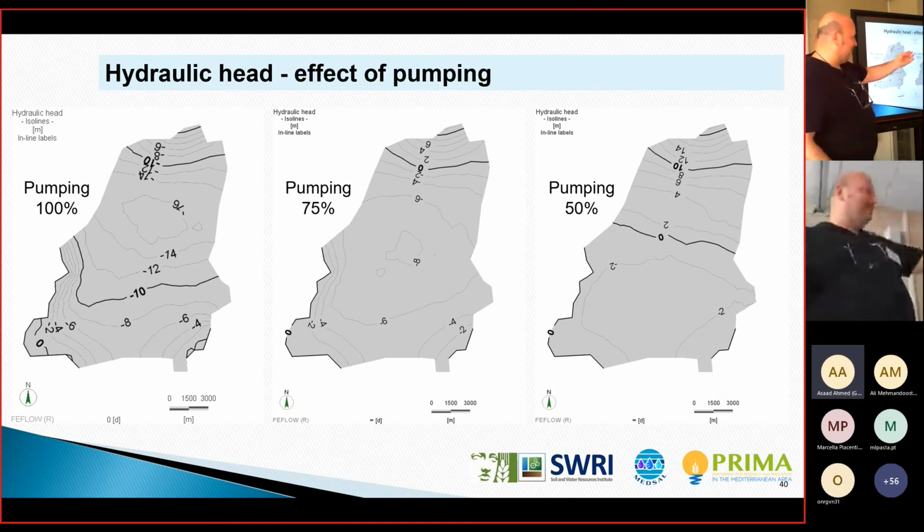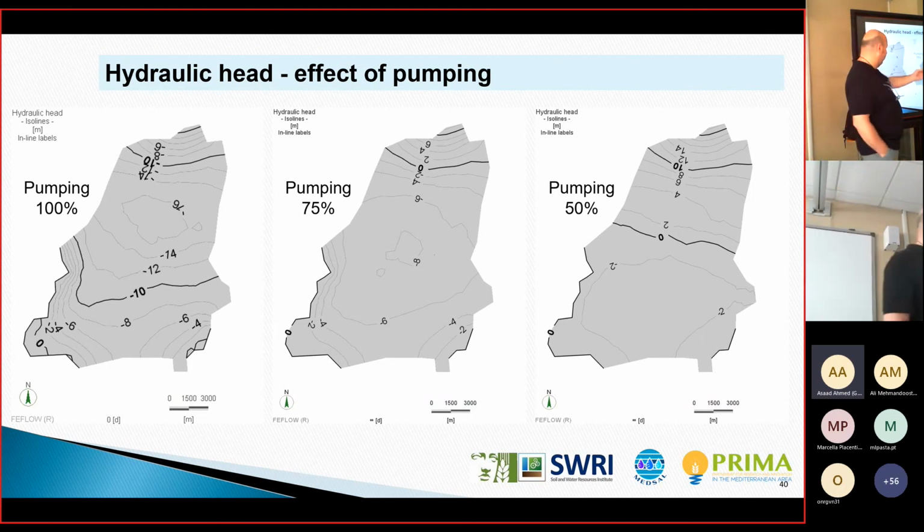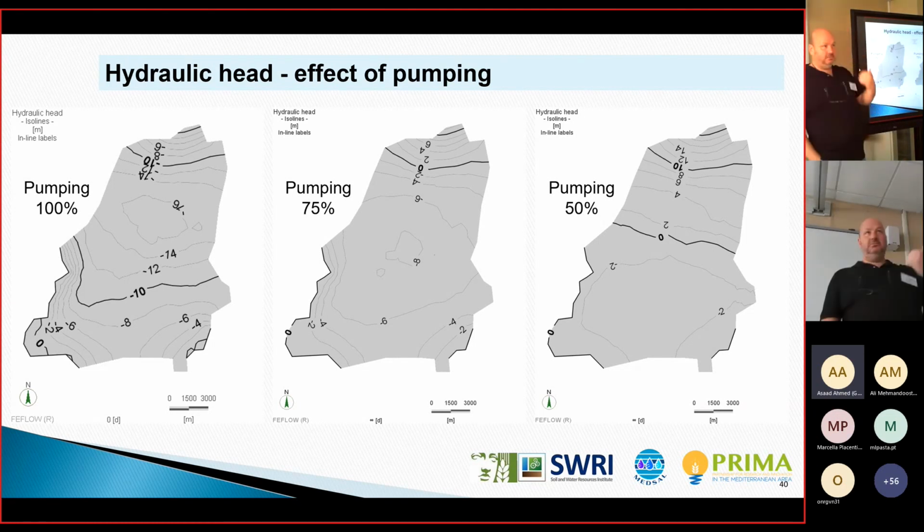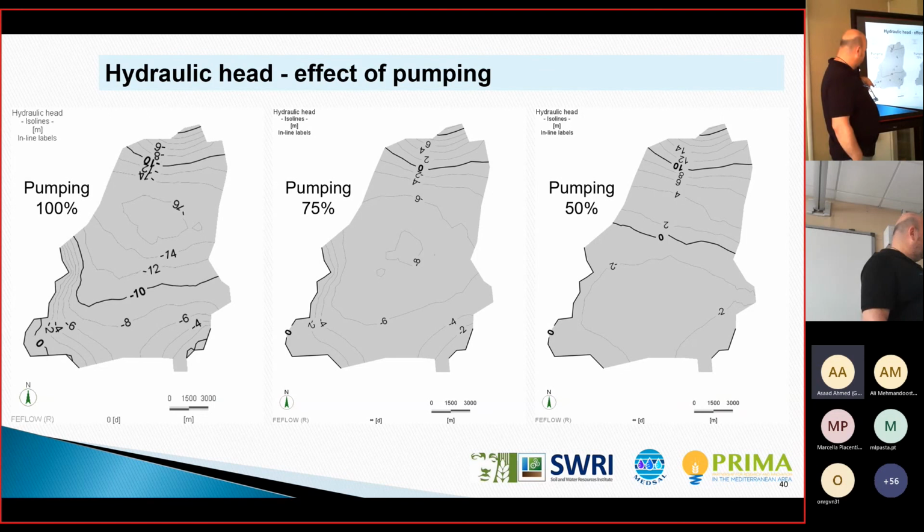You can see that in the 50% pumping, the hydraulic head is almost equal to the boundary condition, which means that we don't have seawater intrusion at all. So we don't have a negative hydraulic gradient. While in this case, we have a negative hydraulic gradient, so seawater inflows, as the groundwater is flowing from the 0. I forgot probably to say that groundwater flows from the higher values to the lower values, obviously.